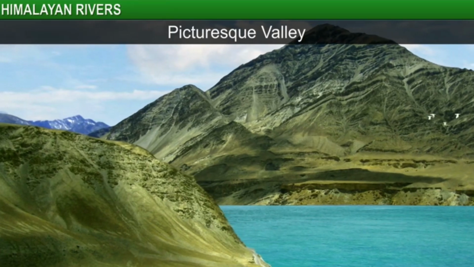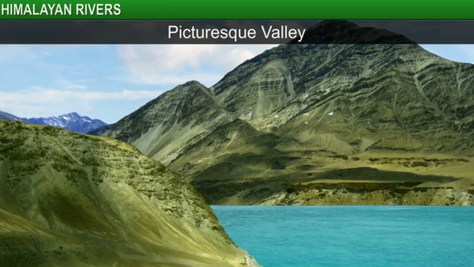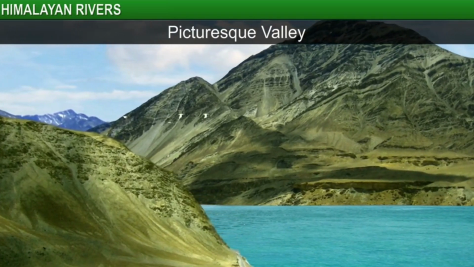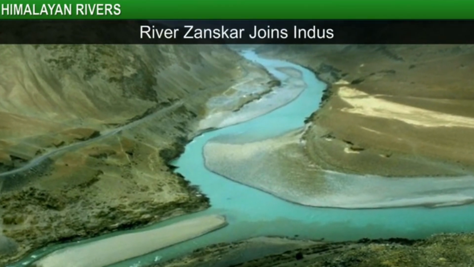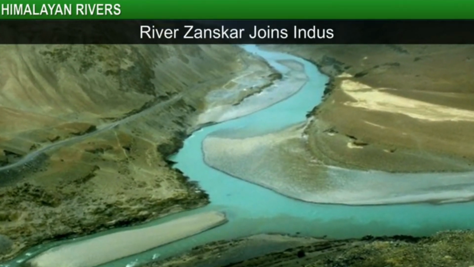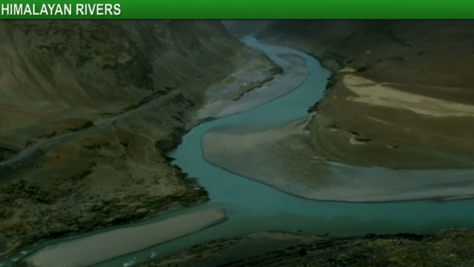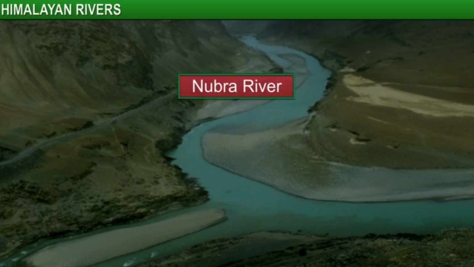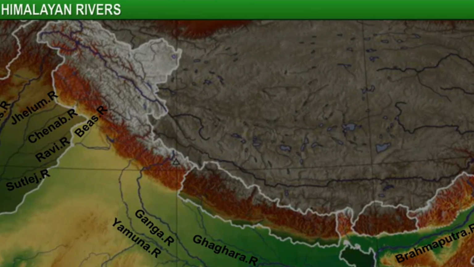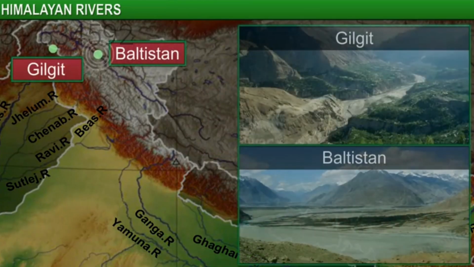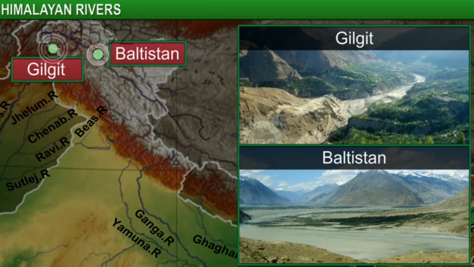The picturesque valley you see here is the result of the continuous flow of the Indus. Here, the Indus is further strengthened by its tributaries, like the Zanskar River. The other tributaries that join the Indus in the Kashmir region are the Nubra, the Shyok, and the Hansa. The Indus then passes through Baltistan and Gilgit, located right on the border between India and Pakistan.